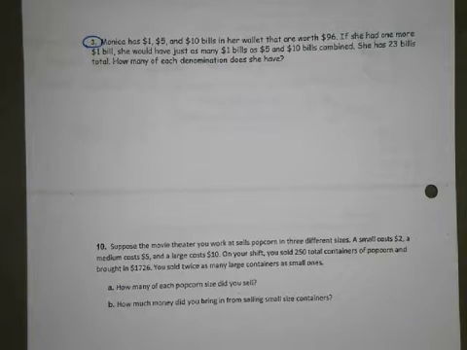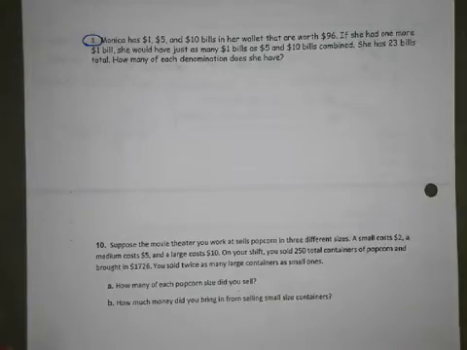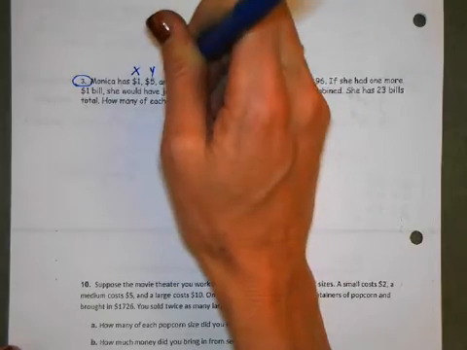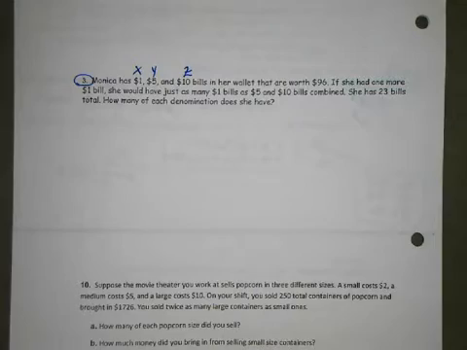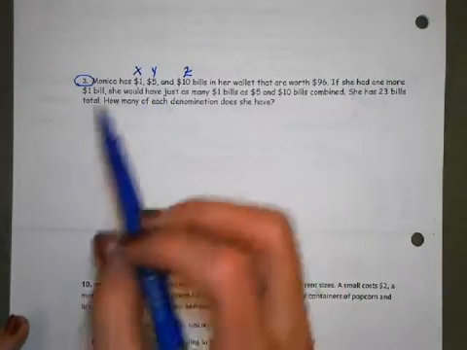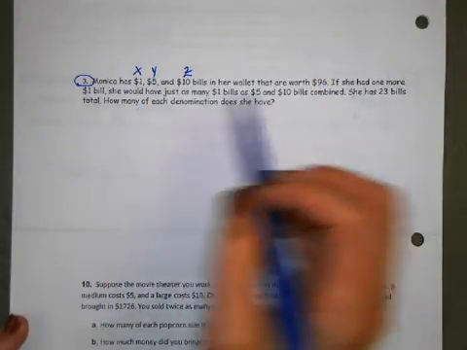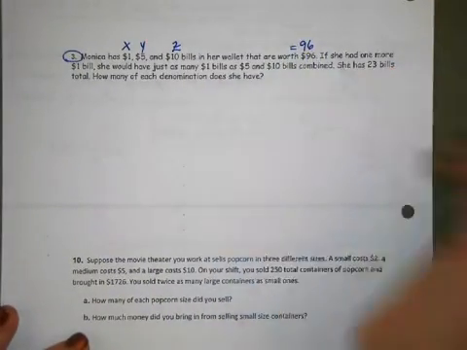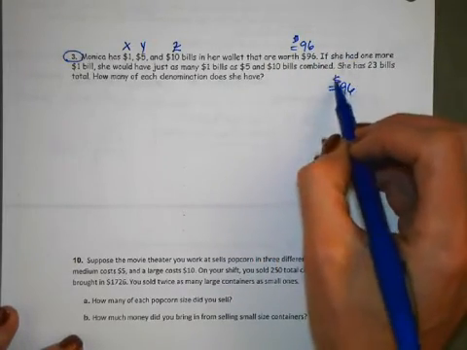Alright, so looking at Monica, she has $1, $5, and $10 bills in her wallet. So therefore my variables are going to be X, Y, and Z. Okay? And I would recommend, as you guys do this, that you do actually mark up what you're reading. I think it helps. Anyway, she has something that's worth $96, so that's going to equal 96. Okay? So here's something that equals $96.